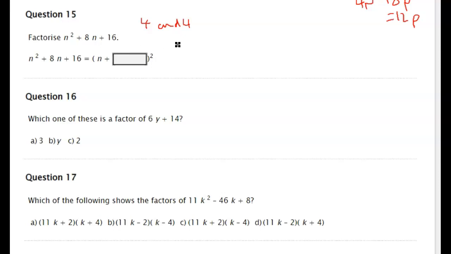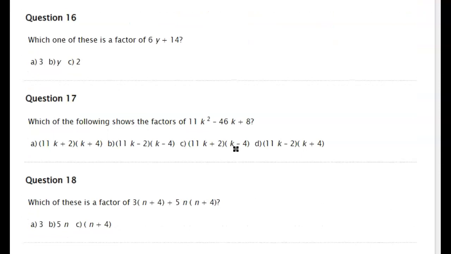So because they're the same, you're going to have n plus 4, n plus 4, which is the same because the brackets are the same. It's the same as squaring them. So we've got n plus 4 all squared.